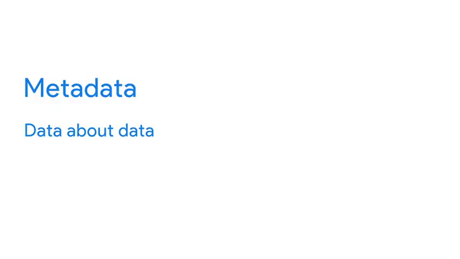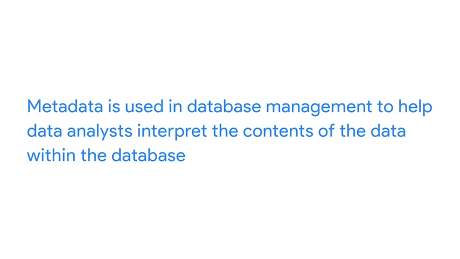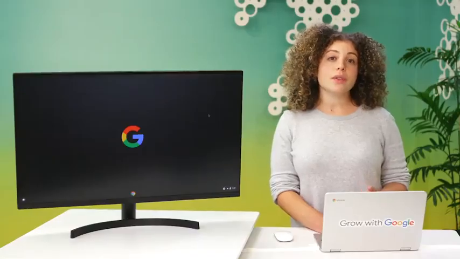Okay, so metadata is information that's used to describe the data that's contained in something, like a photo or an email. Keep in mind that metadata is not the data itself. Instead, it's data about the data. In data analytics, metadata helps data analysts interpret the contents of the data within a database. That's why metadata is so important when working with databases. It tells an analyst what the data is all about. That makes it possible to put the data to work solving problems and making data-driven decisions.